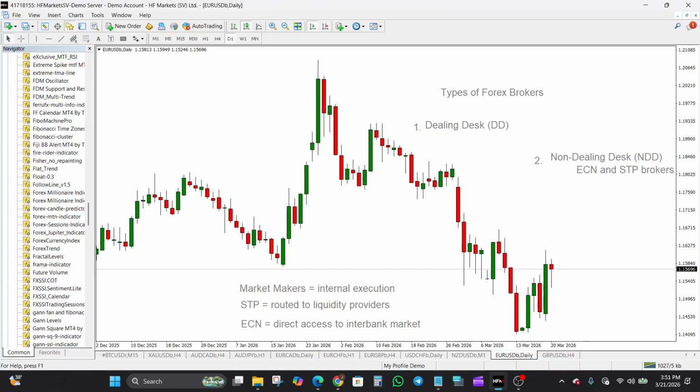Now, choosing a broker depends on your trading style. Scalpers often prefer ECN for tight spreads, while beginners may prefer market makers for simplicity.